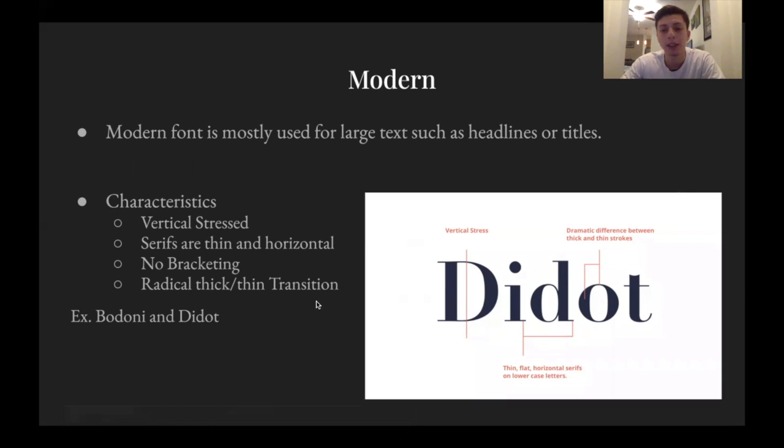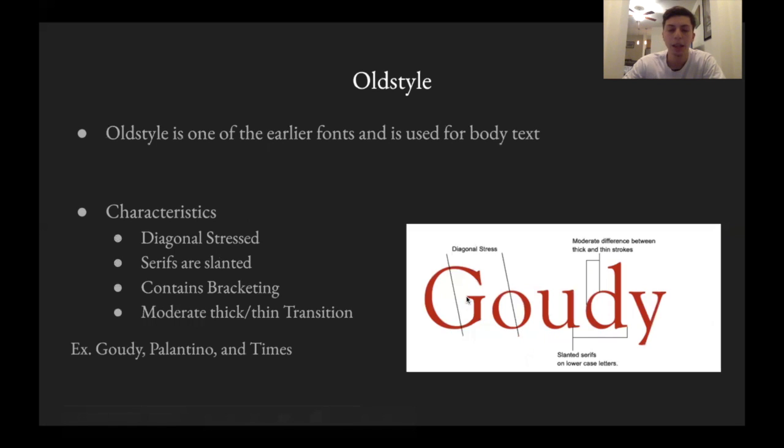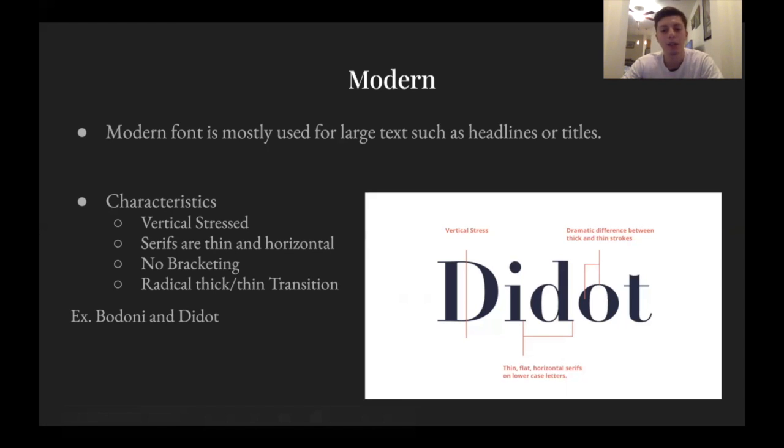The thick thin transition is radical. So as you can see, it becomes very thin to very wide. Let's see, it shows it right here. On this O, it's very thin right here, and on this other side, very wide. Some examples of this would be Bodoni and Didot, and this is actually Didot right here. So those are my two topics: old style and modern. Thank you.